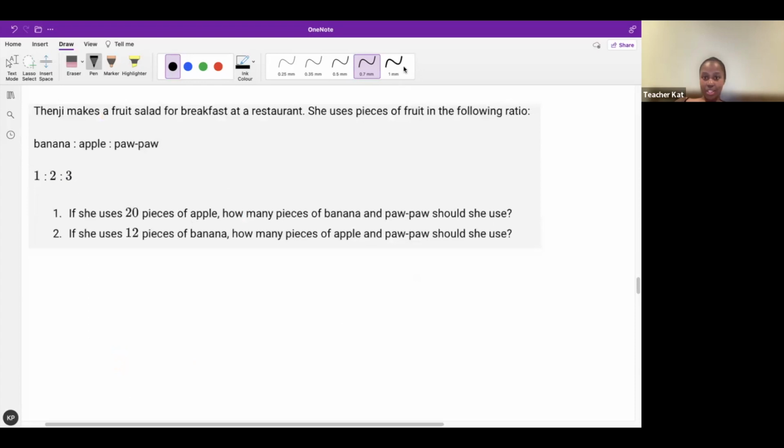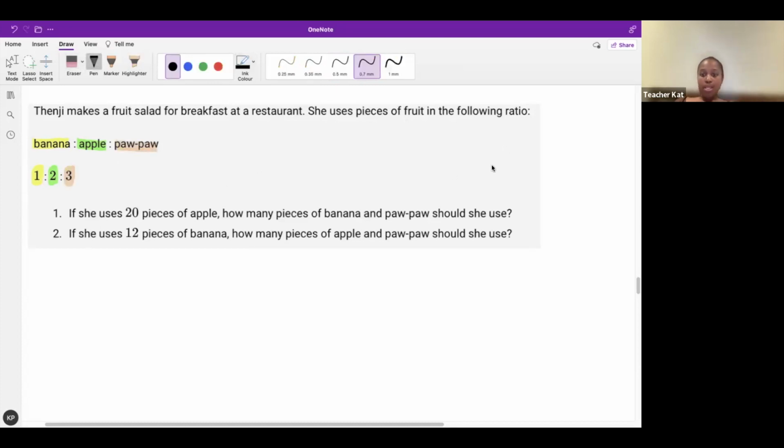Okay, let's check. Tangi makes a fruit salad for breakfast at a restaurant. She uses the pieces of fruit in the following ratio. A banana, I'm going to color code them so that we know what belongs to what. The banana is 1 to apple, which is 2 to pawpaw, which is 3.